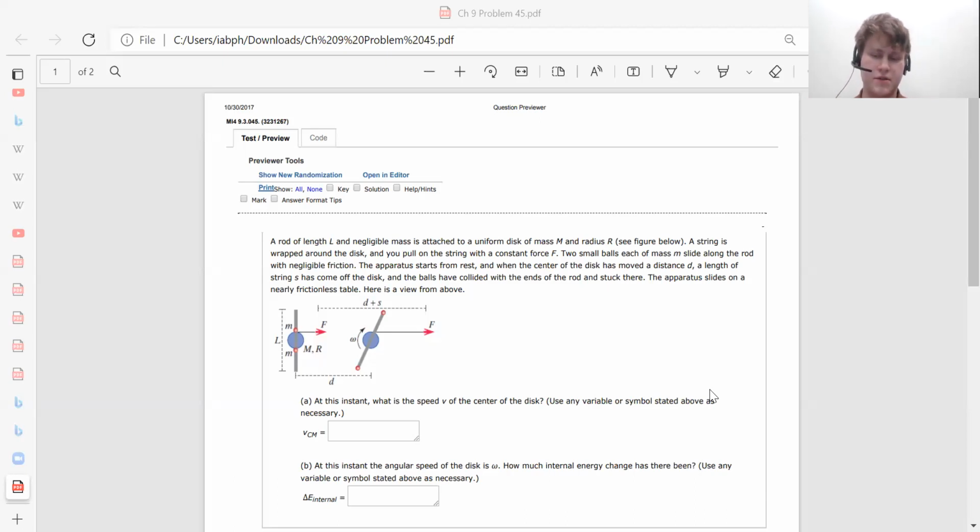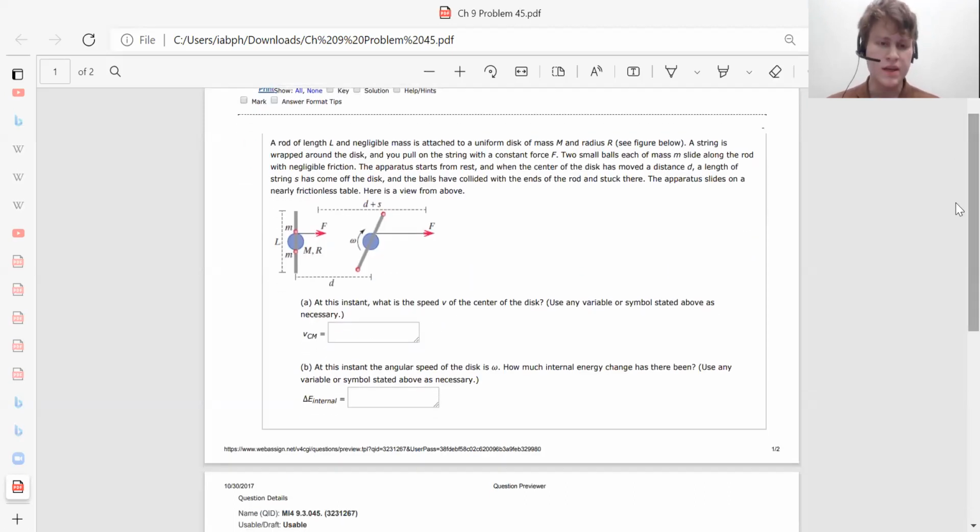So for today's lesson, we will be analyzing the following problem, which I will now read. A rod of length L and negligible mass is attached to a uniform disk of mass M and radius R, see figure below. A string is wrapped around the disk and you pull on the string with a constant force F. Two small balls, each of mass M, slide along the rod with negligible friction. The apparatus starts from rest. When the center of the disk has moved a distance d, a length of string s has come off the disk, and the balls have collided with the ends of the rod and stuck there. The apparatus slides on a nearly frictionless table.